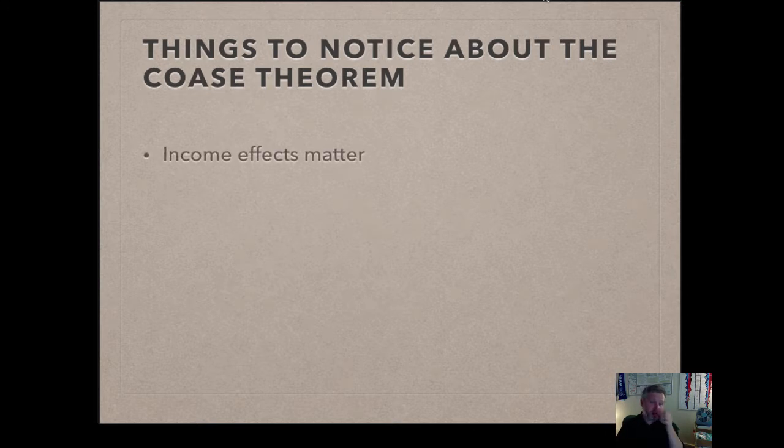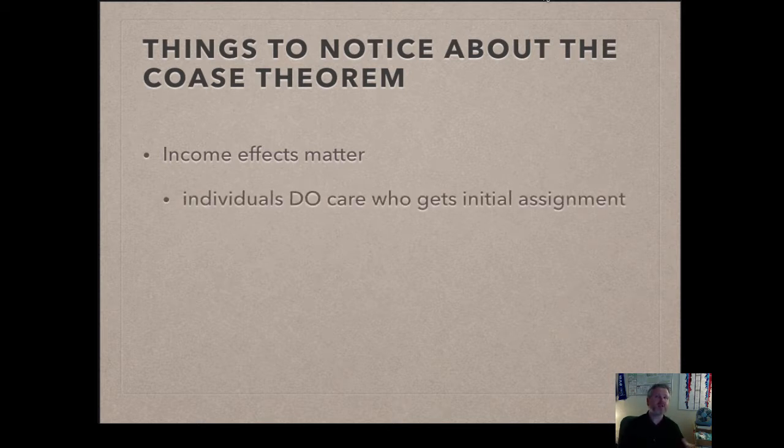The first is that income effects do matter. So notice Jane and Dick are not indifferent between these outcomes. All right. When Jane has the property right, she prefers that state of the world. When we say the outcome is the same, we're talking about in terms of this thing they have the disagreement over. That's what ends up being the same. They do care about who gets the initial assignment of property rights. That person ends up better off than the other. But the outcome, the Pareto efficiency of the situation is the same.